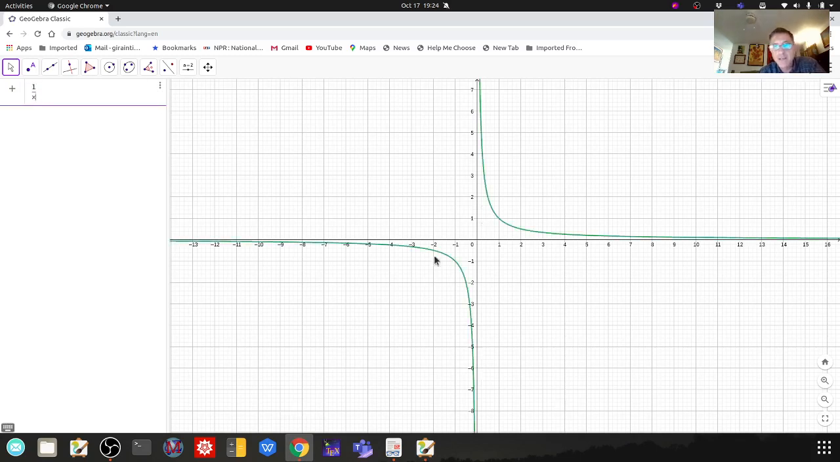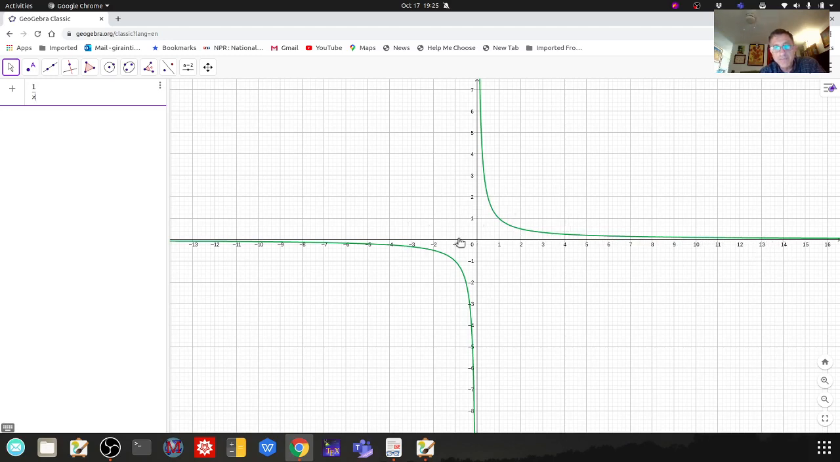And right there it is. So you'll see, if we look up here in quadrant 1, as x gets smaller and smaller and smaller, approaching 0, suddenly the value of f of x gets larger and larger and larger. As x gets larger and larger and larger, the value of f of x approaches 0.